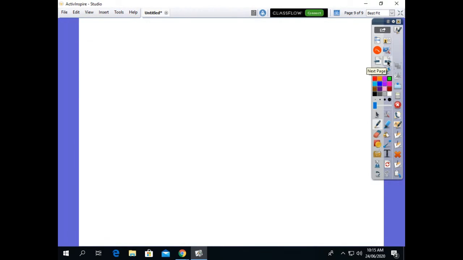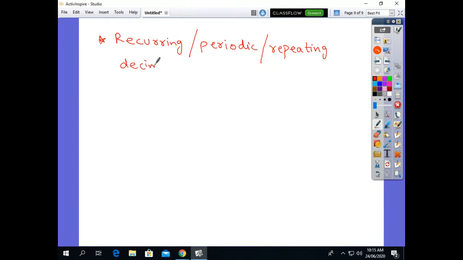Now, recurring decimal fractions. What are recurring decimal fractions? We also name them periodic or repeating decimal fractions. Here we write examples of recurring, repeating, periodic decimal fractions.